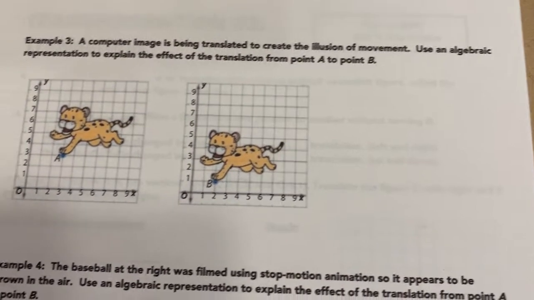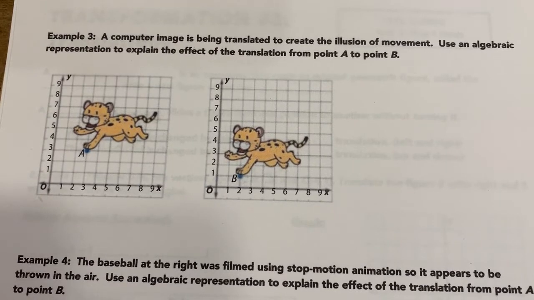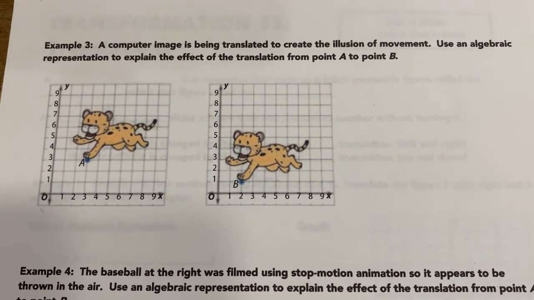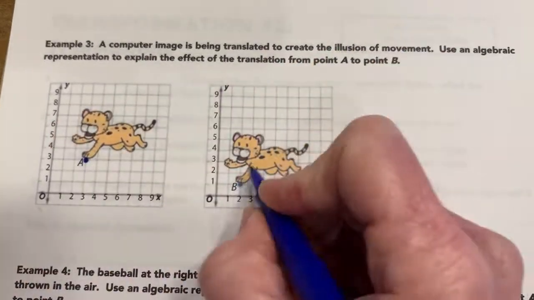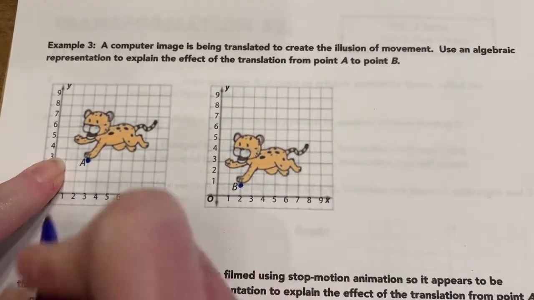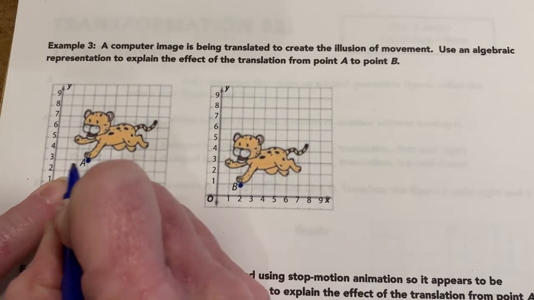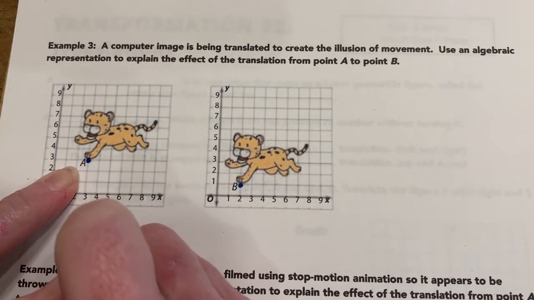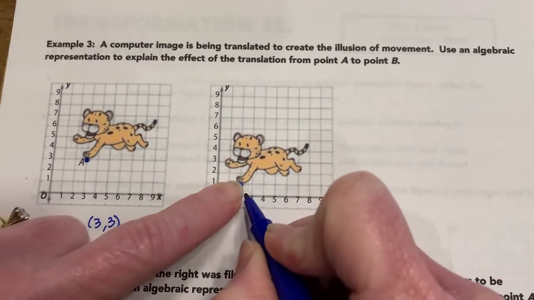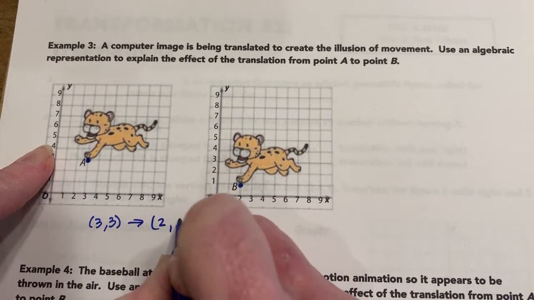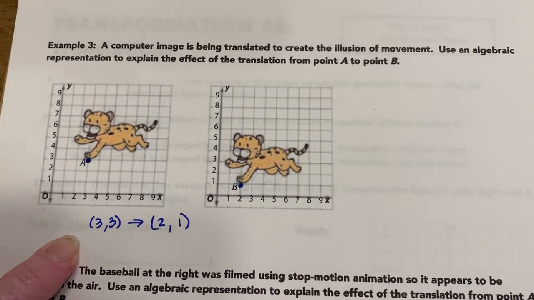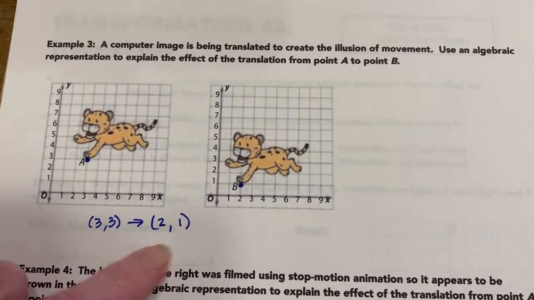A computer image is being translated to create the illusion of movement. Use an algebraic representation to explain the effect of the translation from point A to point B. So here's point A and here's point B. So I want to know what has happened. Point A, if I find the coordinates, is starting at 3, 3, but it ends up at B, and B is 2, 1. Okay, so I'm going to write the rule basically that gets me from 3, 3 to 2, 1.